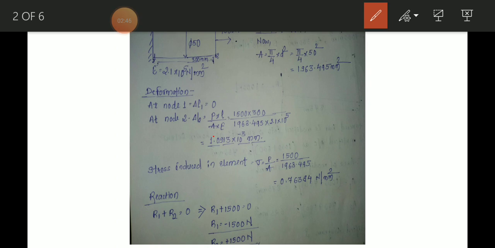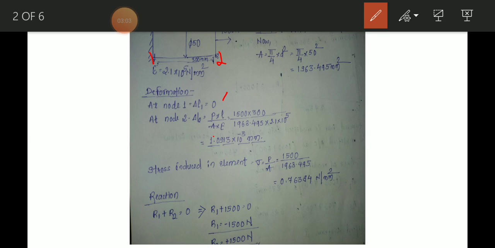Now I have given the node numbers. Here there is node number 1. Here there is node number 2. Node number 1 is fixed. So there is no deformation going to take place at node number 1. So it is 0 at node number 1.